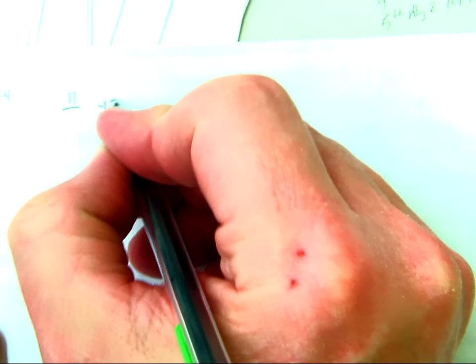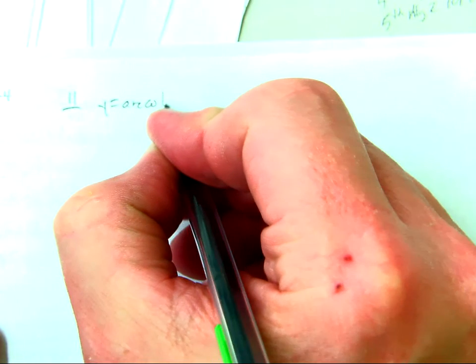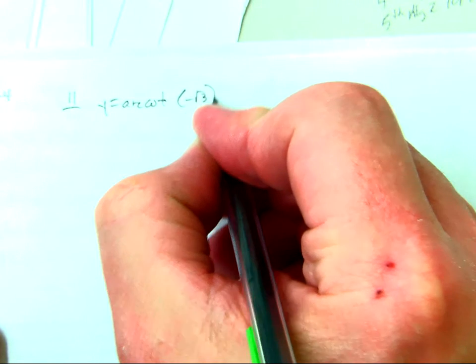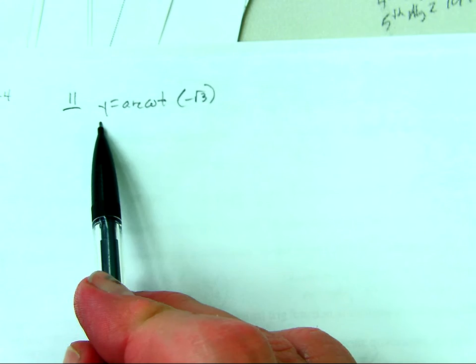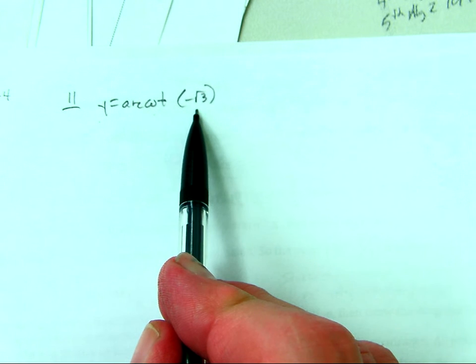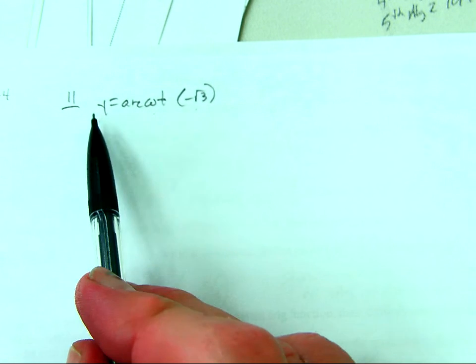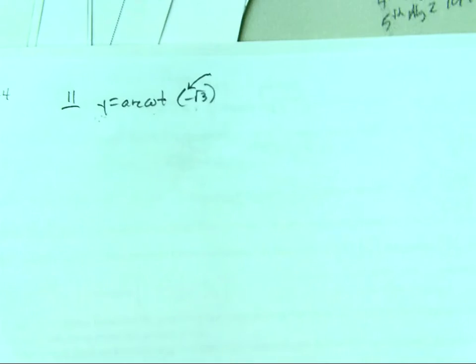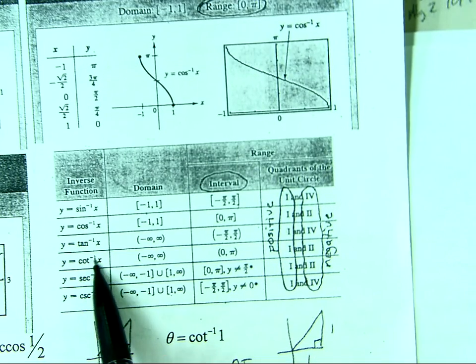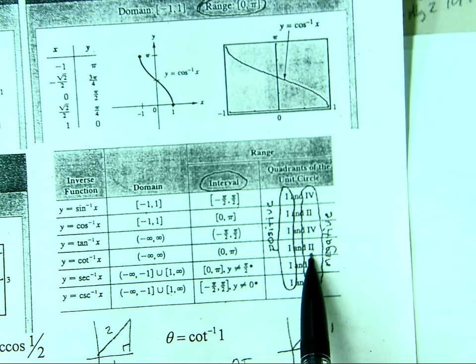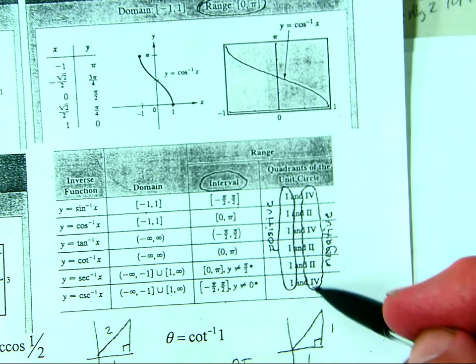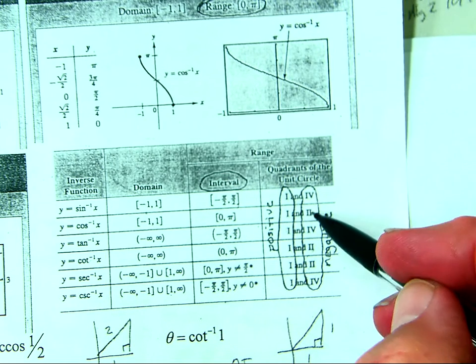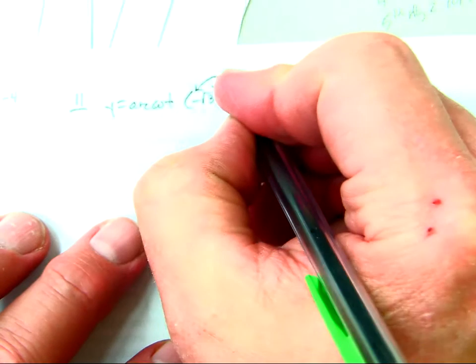Number 11 says y equals the arc cotangent of negative radical 3. Remember that means what angle has a cotangent of negative radical 3? So we're trying to find an angle. Y is an angle. Now first, since this is negative, we look at that table I gave you. If you look for inverse cotangent, it is negative in quadrant 2. That's what it's saying here. So all these are where those are negative. Remember, 3 of them are negative in quadrant 2, 3 of them are negative in quadrant 4. So inverse cotangent is negative in quadrant 2, so we know that.